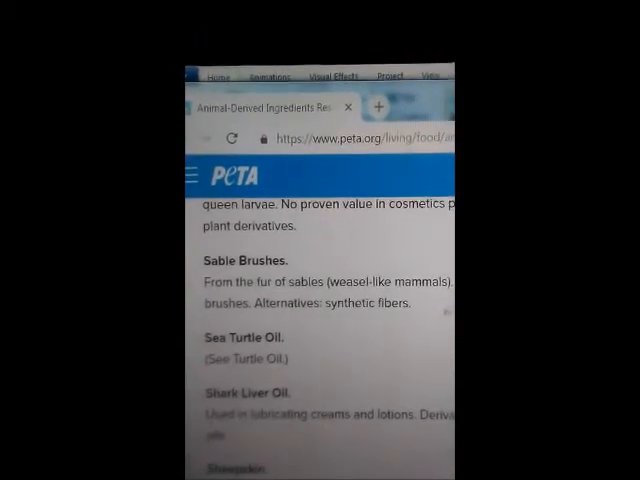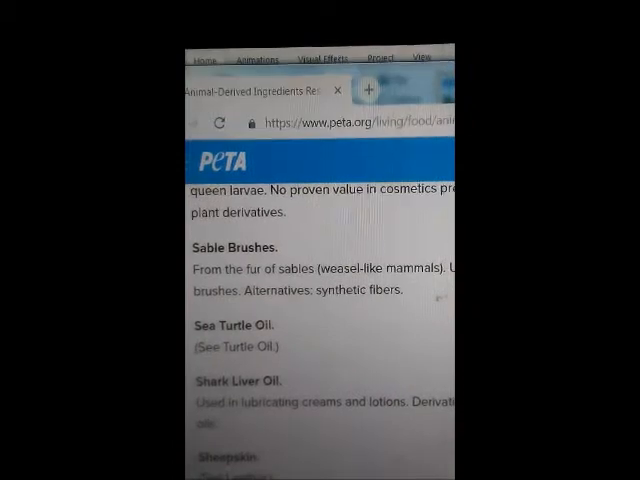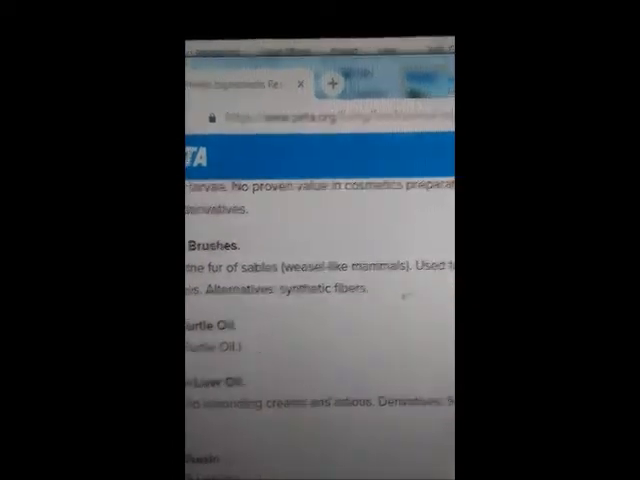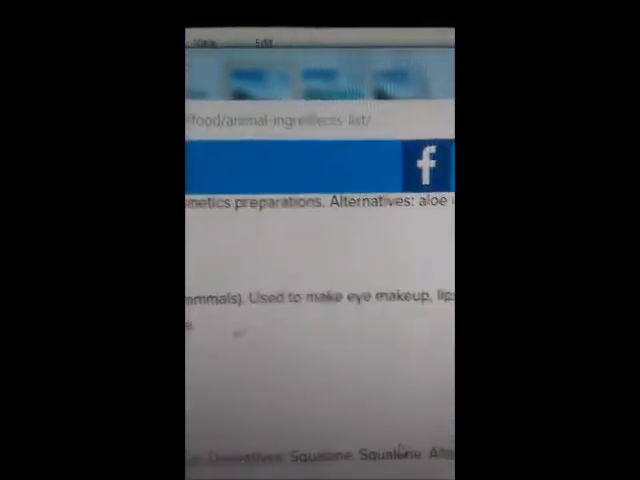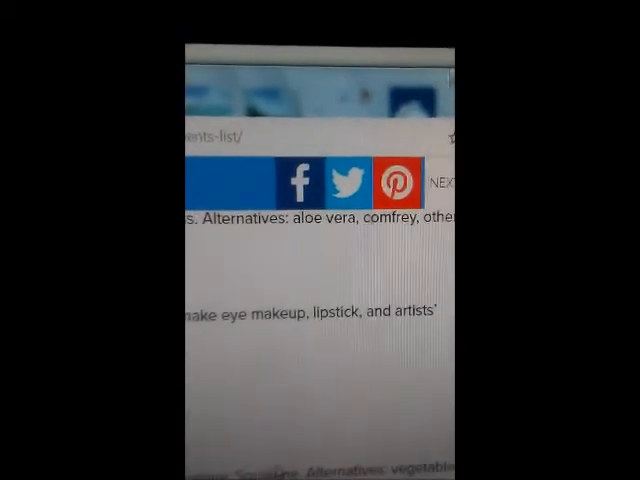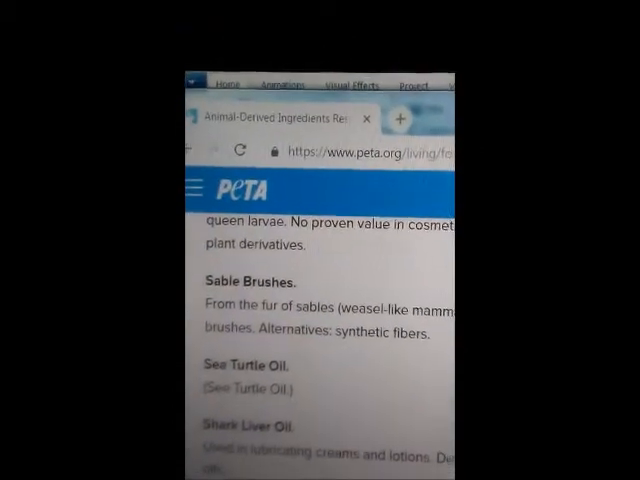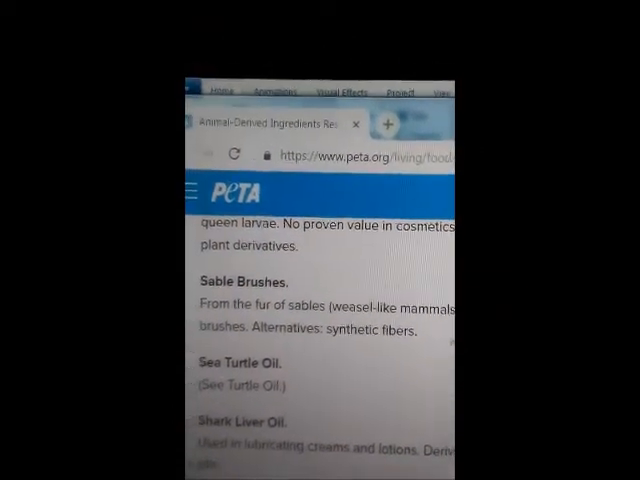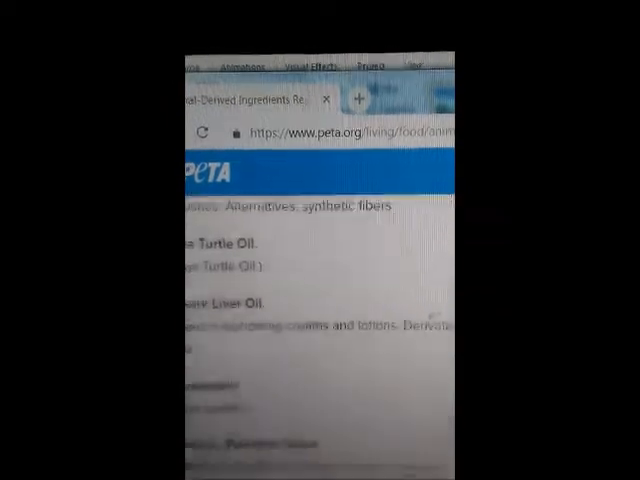Okay, sable brushes from the fur of sables, weasel-like mammals, used to make eye makeup, lipstick, and artist brushes. Alternatives: synthetic fibers. Sea turtle oil.